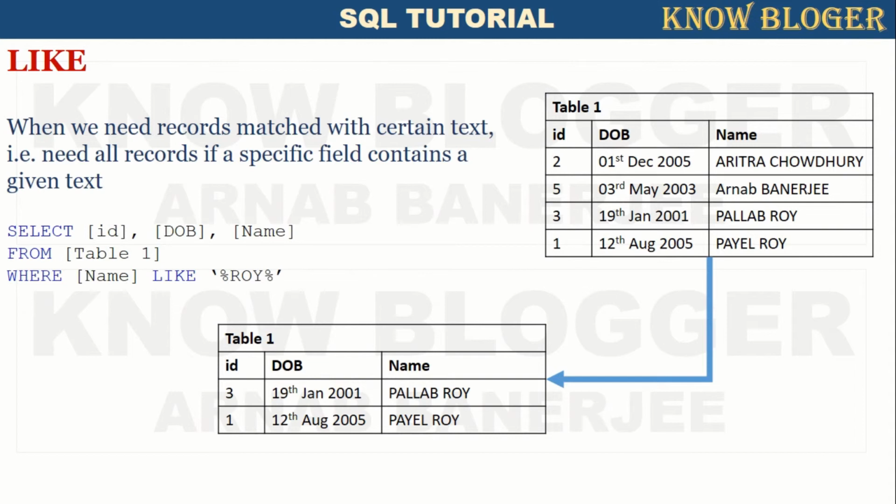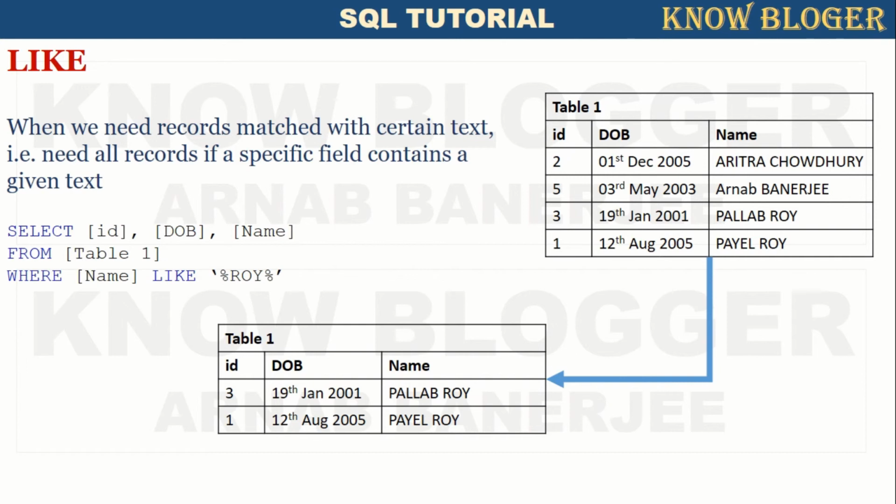Now like operator, what the like is doing: it checks when we need records that match a certain text, that is, we need all the records if a specific field contains a given text. Okay, so in that case we use the like. Here I am searching all records whose name contains the word Roy. So here in the example I can see only 2 records are available, only Pallav Roy and Payal Roy.